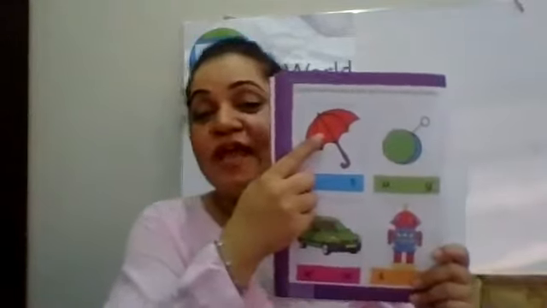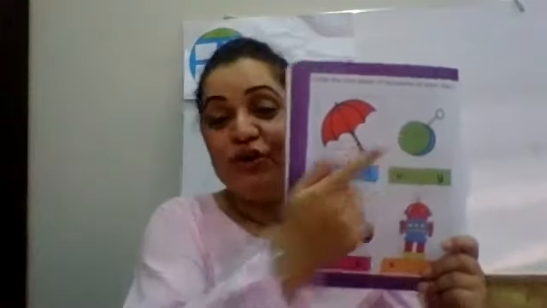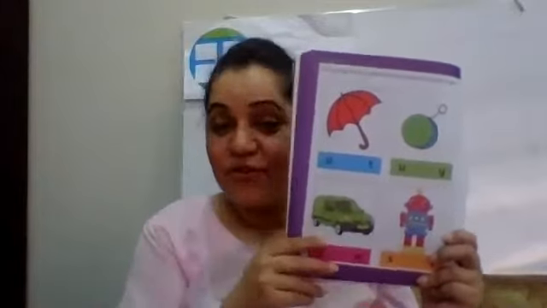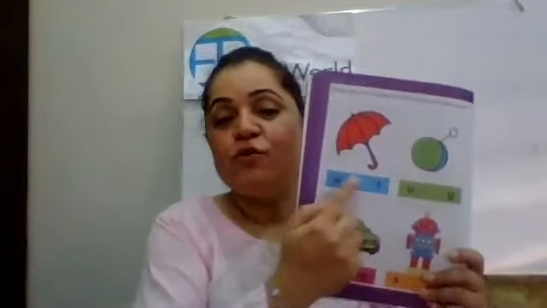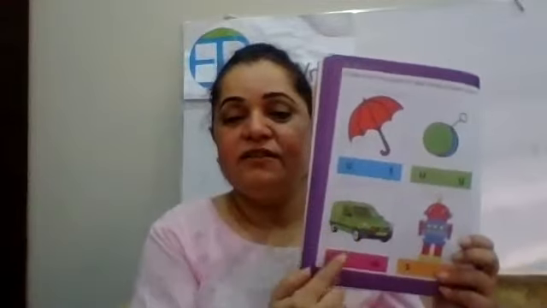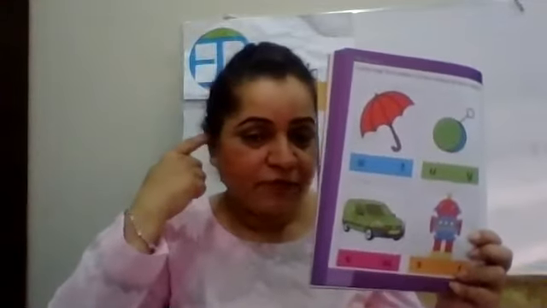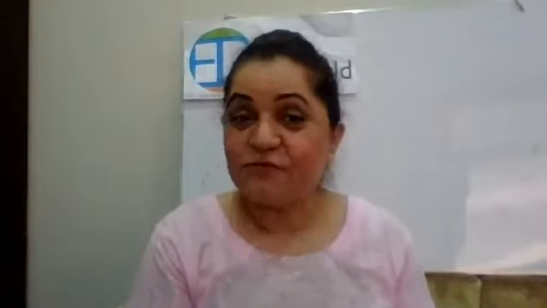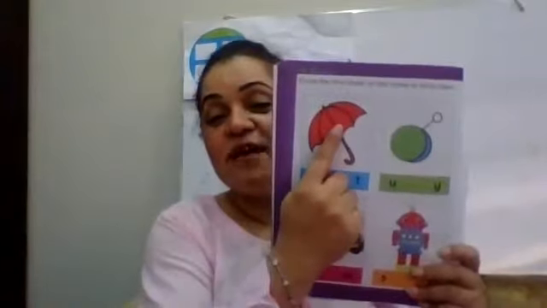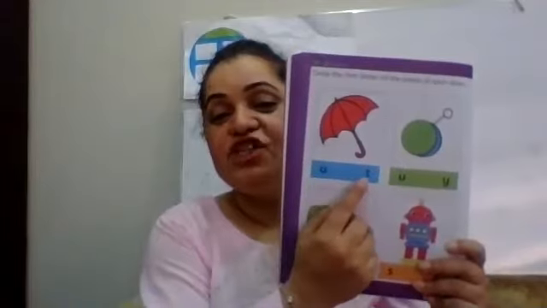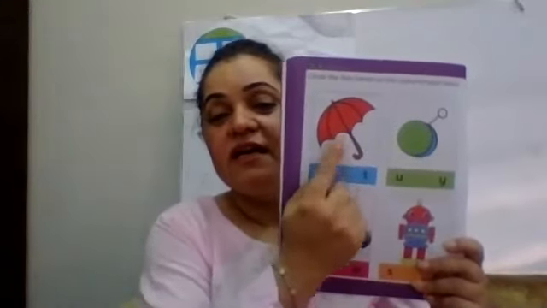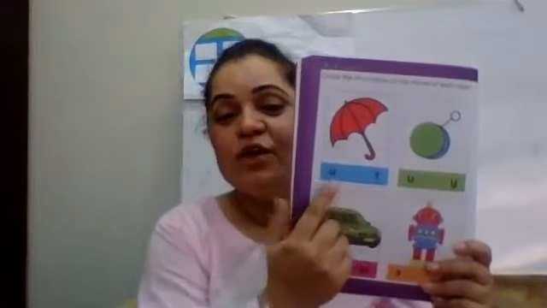What is this? Umbrella. Yo-yo. Van. Robot. Very good. There are two letters given under each picture. We have to look for the right letter that the word starts with. This is umbrella. So we have U and we have T. Umbrella. What is the sound of T? T. What is the sound of U?